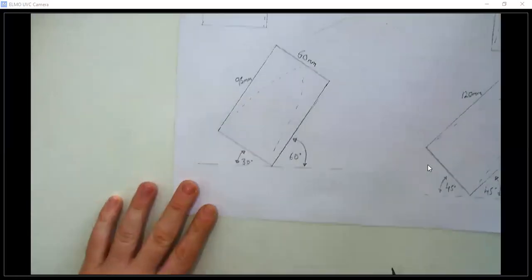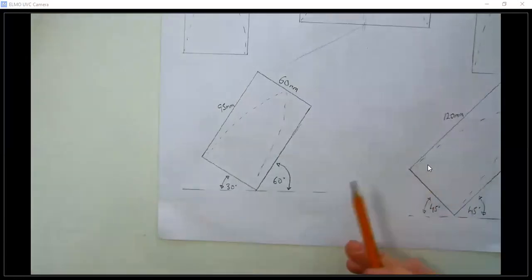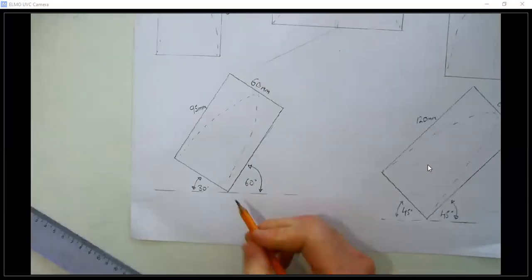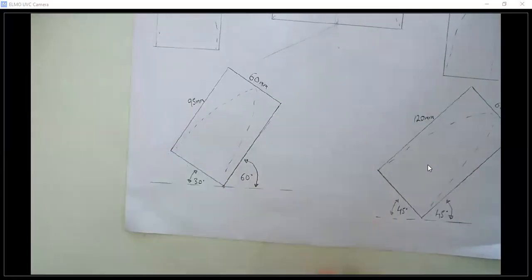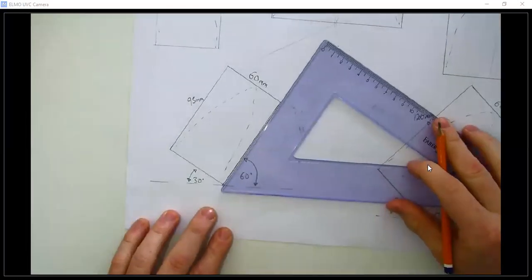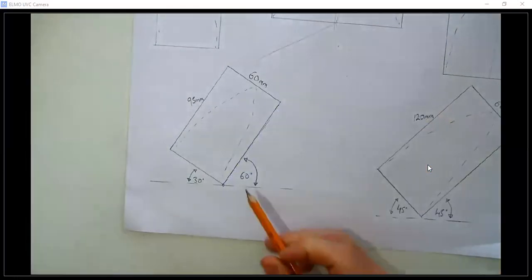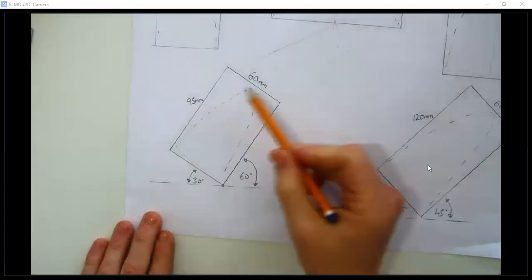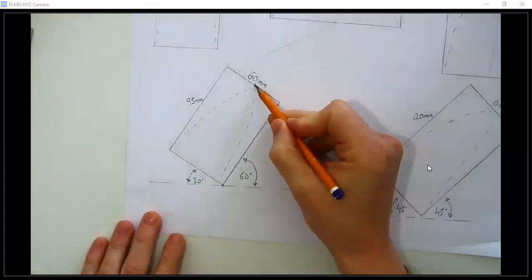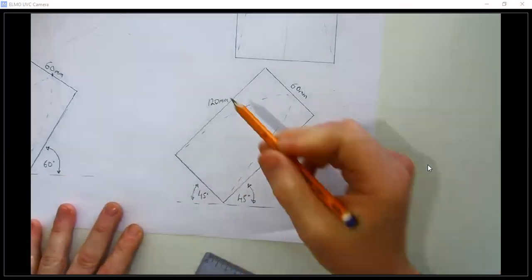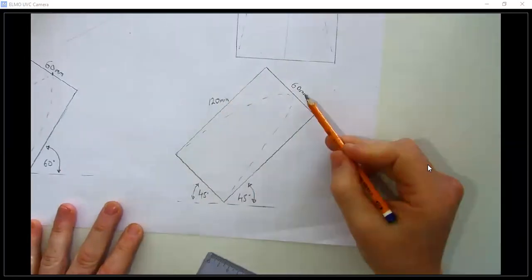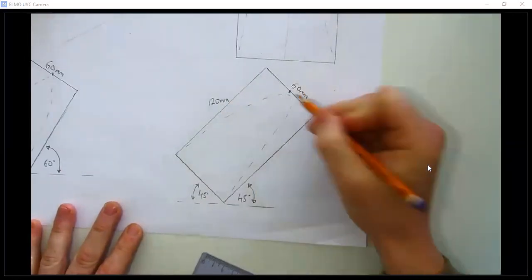The last 2, the exact same thing, lads, except we're putting a little bit of an angle in it just to make you think a little bit. You're starting at the bottom corner here. The line going up to the left is at 30 degrees, so you're using a 30 degrees set square. The line going up to the right is at 60 degrees, so you're using a 60 degrees set square. This is 95 millimeters by 60 millimeters. Your vertex is up the top here. The last one is a 45 degrees set square. You have 120 millimeters by 60 millimeters. Vertex is up the top there.